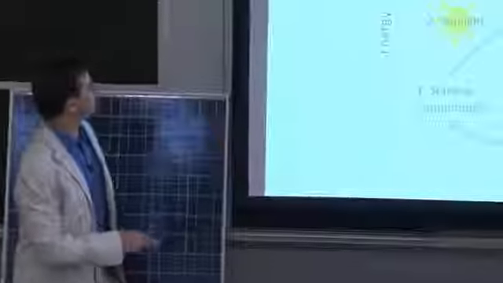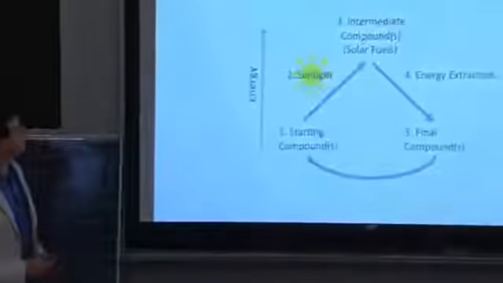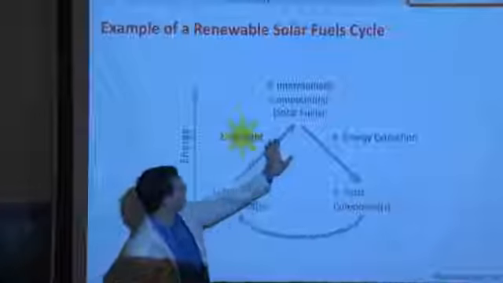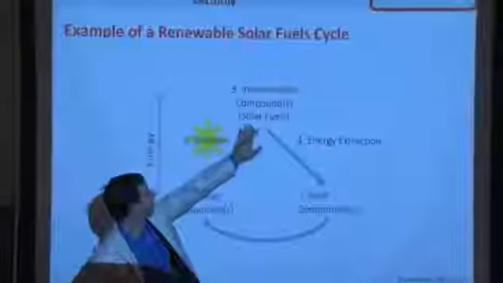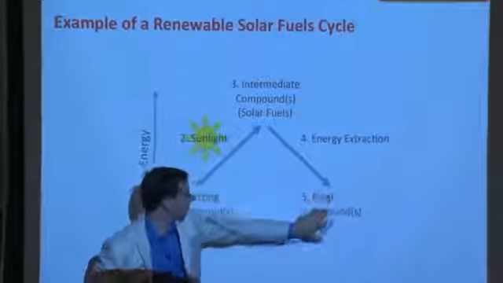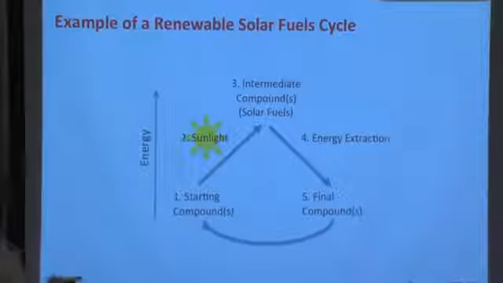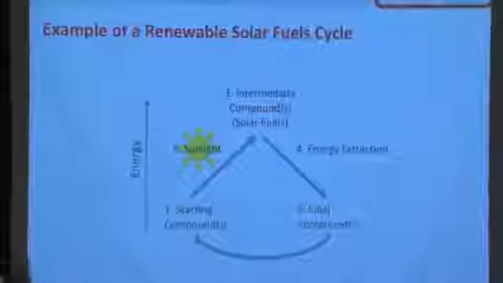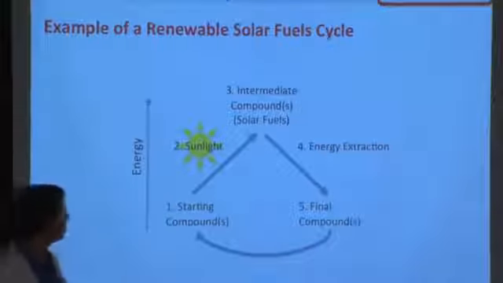So this right here is the example of the renewable fuel cycle, where you have sunlight coming in to your starting compounds. Using some catalyst, typically, you're creating the intermediate compound, which is a solar fuel. Then you burn your solar fuel, and you have your final compounds. In the ideal world, 5 equals 1. The final compounds are identical to the beginning compounds, and you have a closed loop cycle, a renewable cycle.